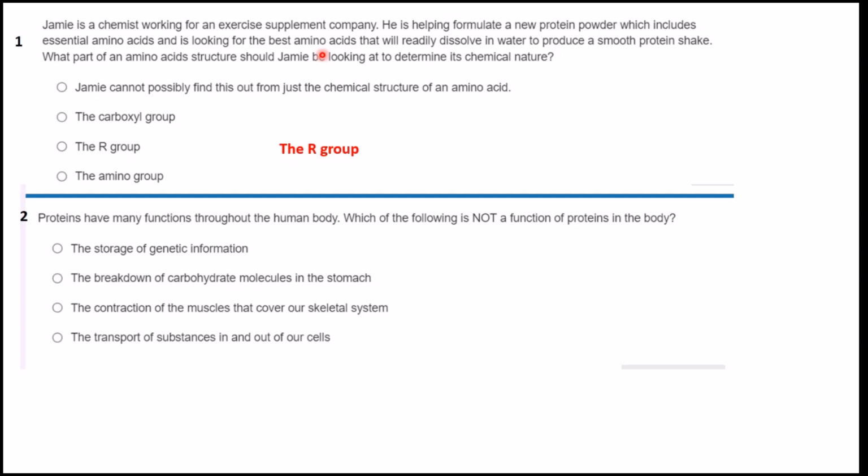the function of that protein. Then the second one says, proteins have many functions throughout the human body. Which of the following is not a function of proteins in the body? I think it's transport of substances in and out of our cells. I think it's the storage of genetic information. The breakdown of carbohydrate molecules in the stomach.